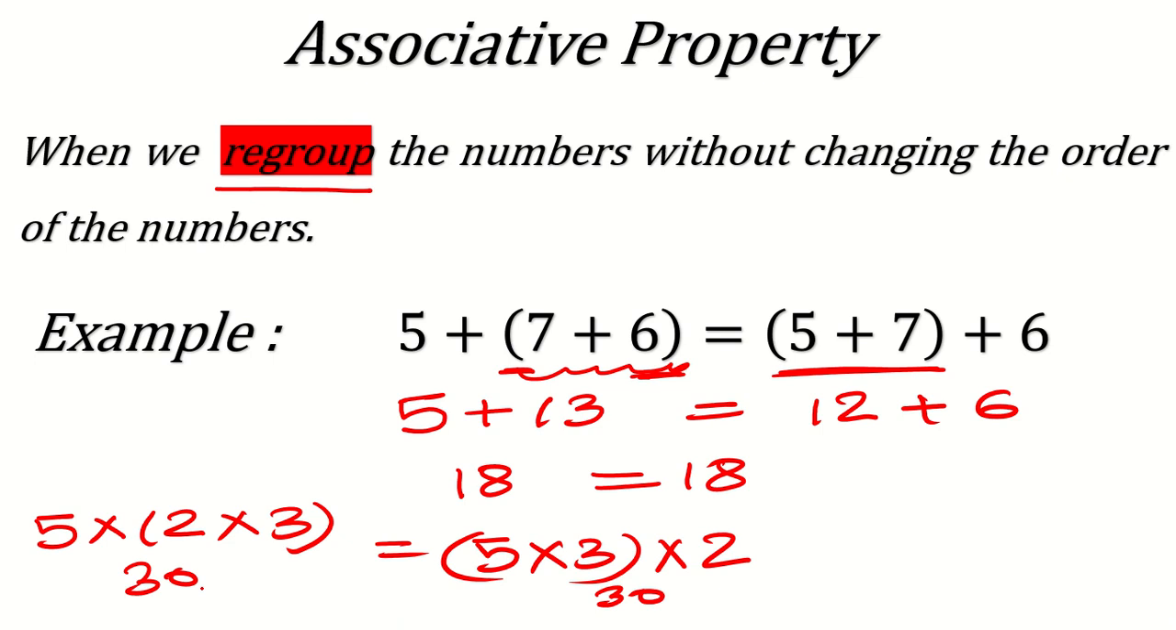3 multiply 2, 6, 6 multiply 5, 30, and here also 5 multiply 3, 15, 15 multiply by 2, 30. We are getting the same answer, but it is not associative. Why? Because I have changed the order of 2 and 3. Here 2 is the first number, 3 is the second number, and here 3 is the first number and 2 is the second number. Okay. So for associative, remember that the order of the numbers should not be changed.